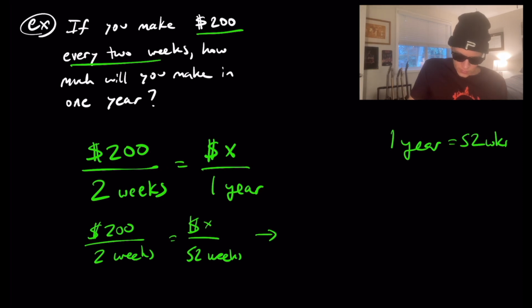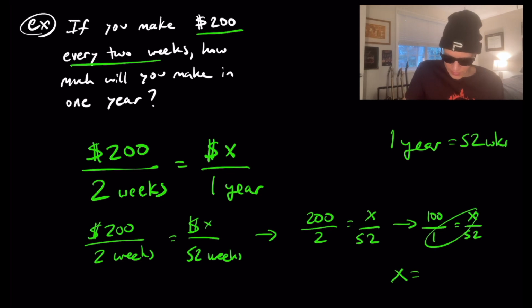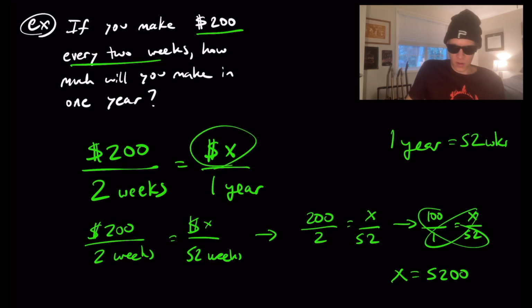So let me get rid of those units for now. So I'll have 200 over 2 is equal to x over 52. I'll do cross products again, but before I do that, let me simplify that fraction right there. I got 200 over 2. Well, that's just 100 over 1, which is equal to x over 52. And now I'll do my cross product. So 1 times x is x, and 100 times 52 is 5200. And the unit for our unknown was dollars. That's what we're looking for. So if you make $200 every 2 weeks, in 1 year, you will make $5,200.